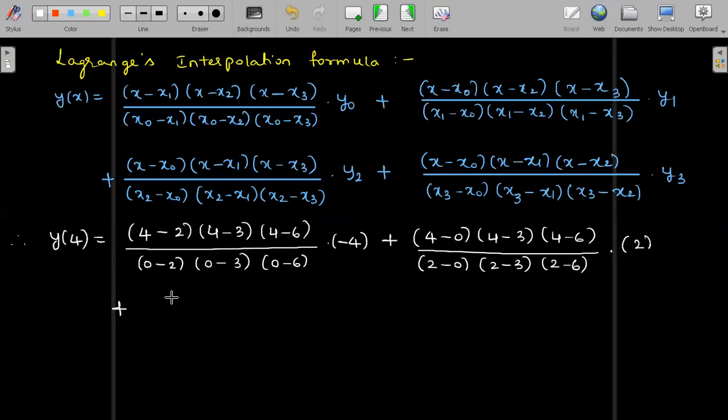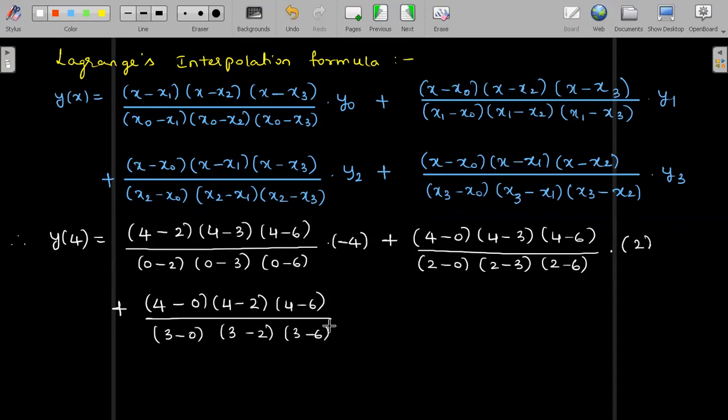Next term, we have a plus in the middle. So x2 should be skipped in the numerator. So 4 minus 0, 4 minus 2 into 4 minus 6. Denominator 3 minus 0 into 3 minus 2 into 3 minus 6. And here the multiplier is 14 because y2 is equal to 14.